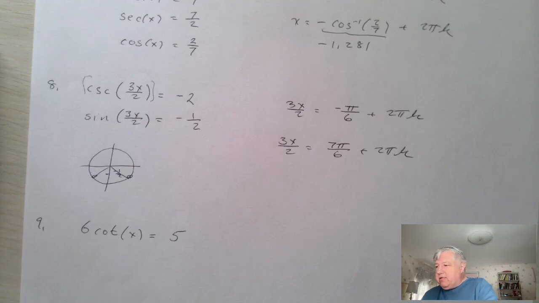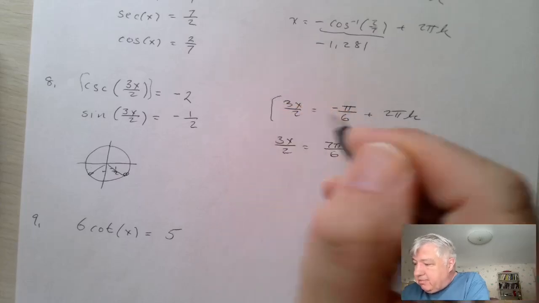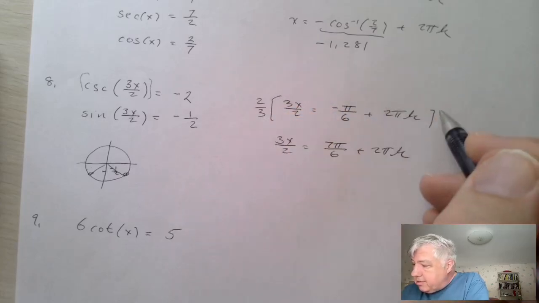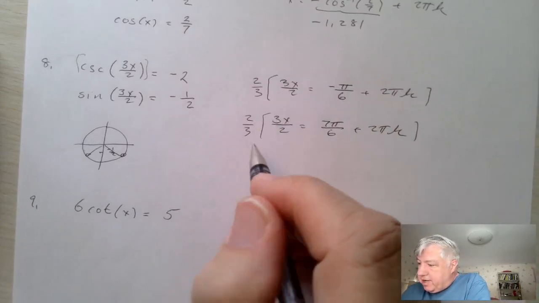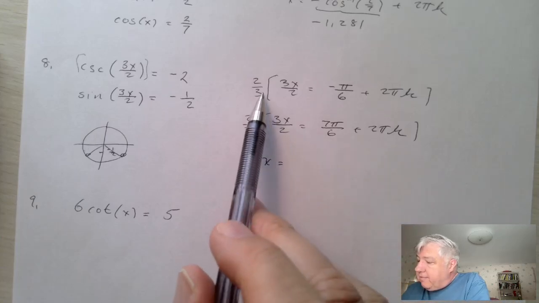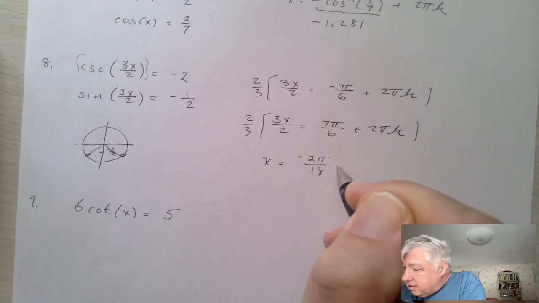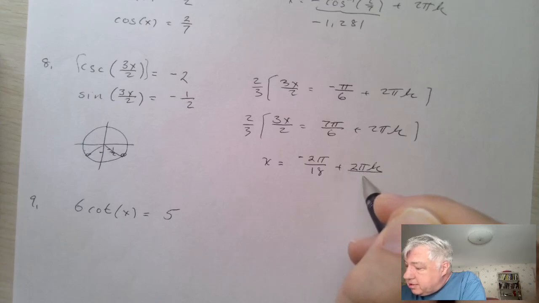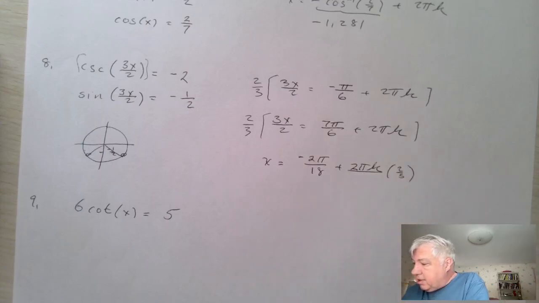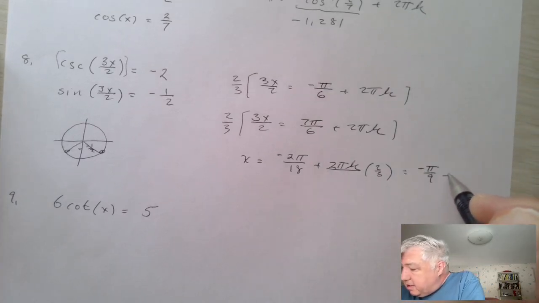Okay, and then we want to solve for x. We want to get rid of the 3 and the 2, so this is 3/2 times x, so we're going to multiply everything by 2/3. Okay, and then the first equation becomes x equals negative 2 pi over 18 plus 2 pi k, well, this will be times 2/3. Okay. And this actually simplifies to negative pi over 9 plus 4 pi k over 3.